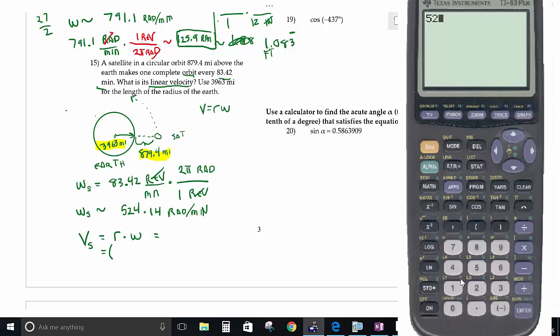Okay, so that's going to be on the calculator now. Let's take 524.14 and let's add, no, what am I doing? Come on, pay attention, Brad.